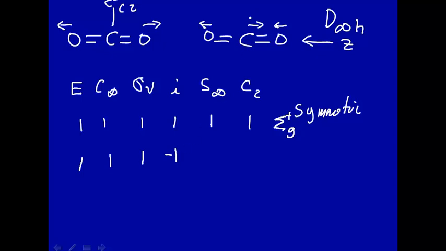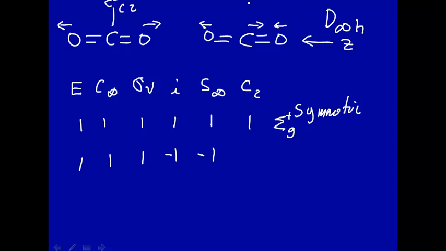Let's look at the S infinity axis. Here's the S infinity axis, the z-axis. We rotate there and then we reflect in a plane perpendicular to that. It looks like that arrow is now going to be pointing the opposite way, this way. That arrow will be pointing out as we reflect it, same way with this arrow. So that looks like a -1.